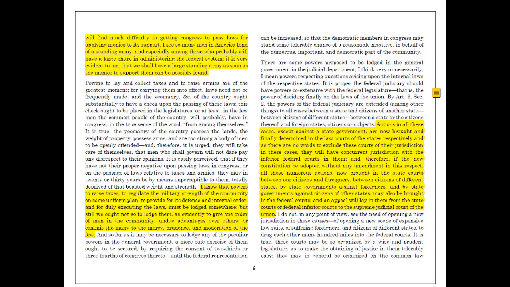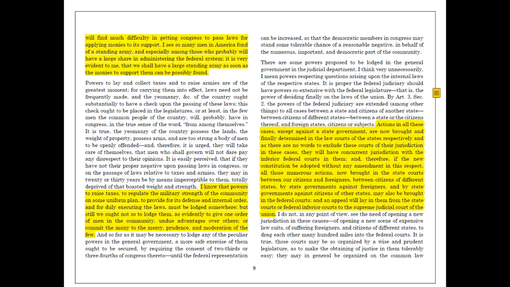Smith raises a third issue on the right-hand column of page 9 when he turns to the judiciary. He says at the beginning of the paragraph at the top of the right-hand column, there are some powers proposed to be lodged in the general government in the judicial department, and I think very unnecessarily. And then he describes what he calls concurrent jurisdiction, which is an analog to his concurrent power over taxation in the highlighted passage.